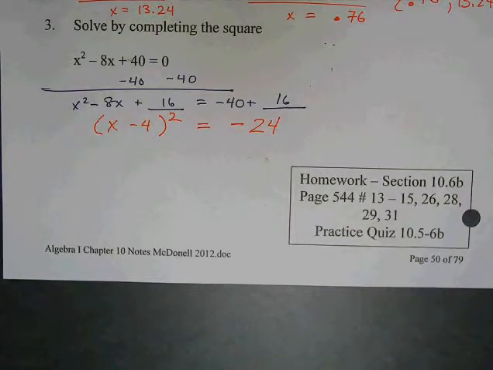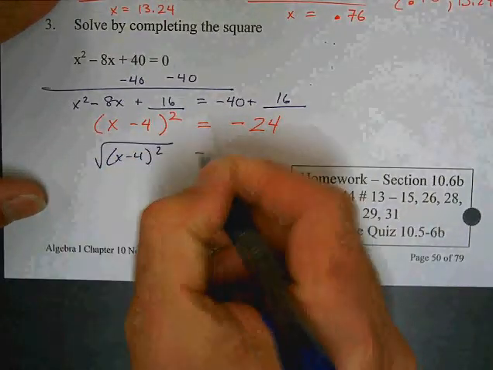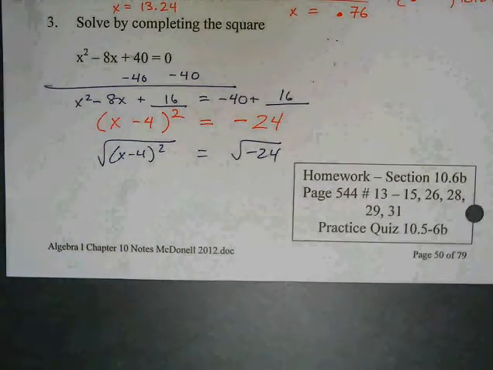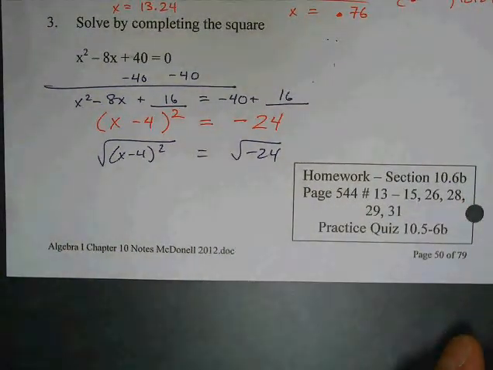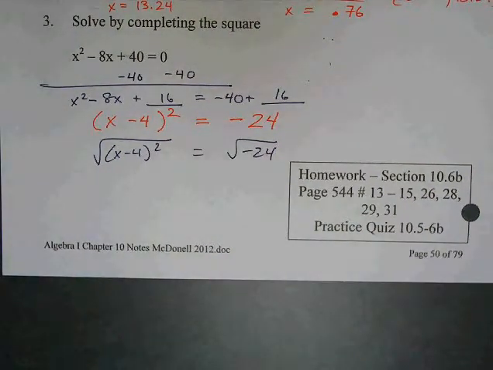How do I get rid of a square, gentlemen? Take the square root. So let's take the square root of both sides. Square root of x minus 4 squared, square root of negative 24. All right. Punch it out. Luis, talk to me. Why? Because it's a negative 24, you can't take the square root of a negative. So, you said it's no real solution.